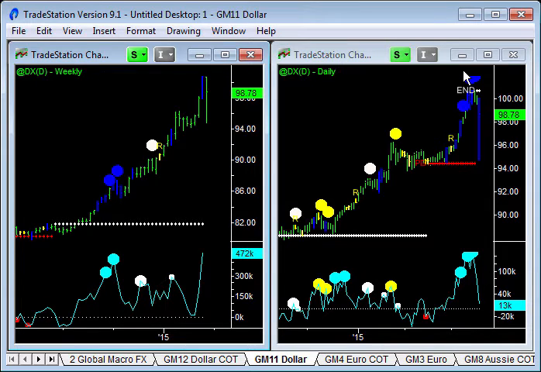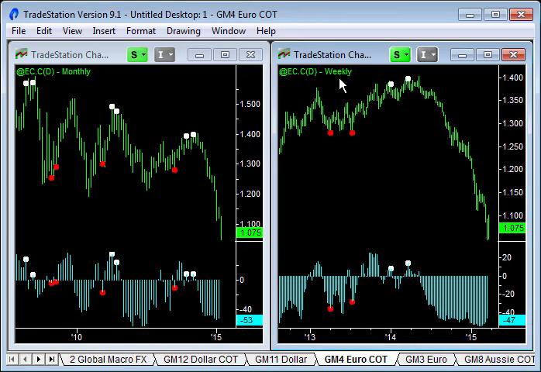And again, it's a psychologically important round number like that on the 100. So that was a good psychological area to be thinking about taking profits. Similarly, we had a similar type pattern on the euro. So if the dollar index is going up, the euro is going down, and the same thing is happening here.